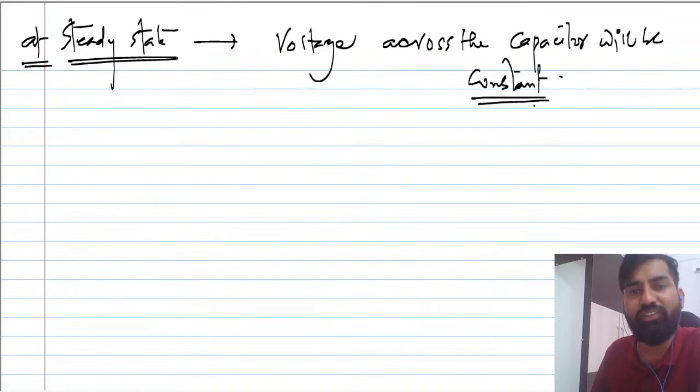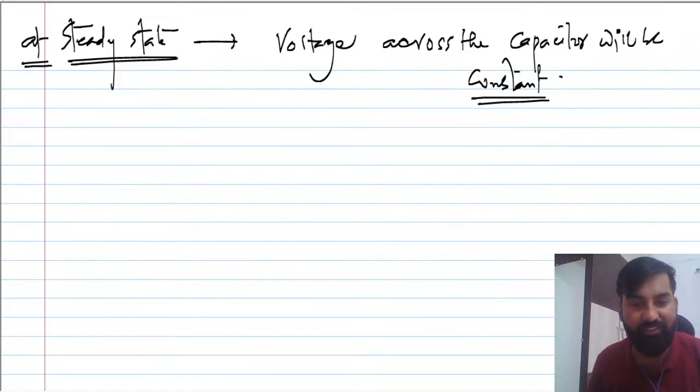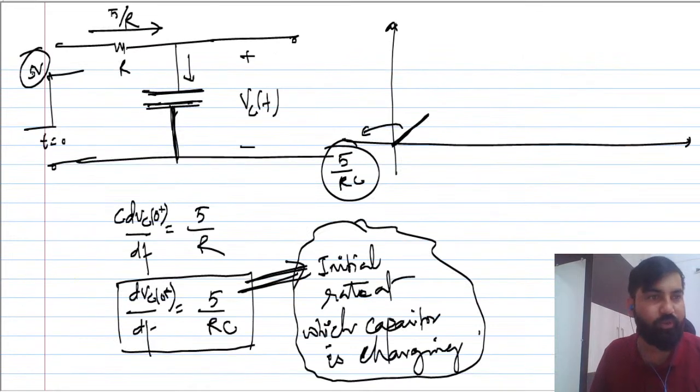Why constant? Because it will be fully charged. And what will be that voltage, guys? Suppose the input is 5 volt. Okay, 5 volt input you are connecting. The steady state voltage across the capacitor will be what, guys? Tell me here. What will be the steady state voltage, or you can say the voltage at t equal to infinite?